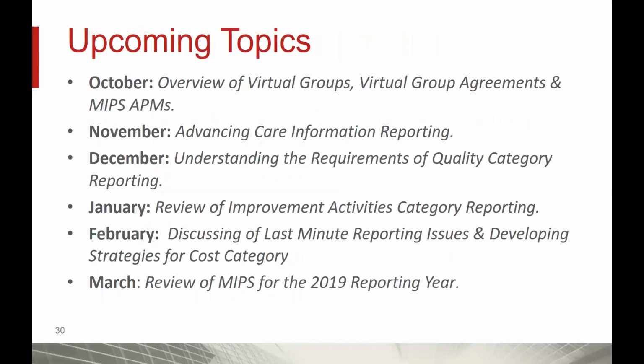And with that, that's going to wrap up our webinar today. For next month in October, we'll be talking about virtual groups, virtual group agreements, and MIPS APMs. And then for the next few months in November, December, and January, we're going to walk back through the Advancing Care Information Reporting Performance category, understanding the requirements of the Quality Reporting Performance category, and reviewing improvement activities for category reporting in January. And then February, as we're getting close to that March deadline, we're going to talk about some last-minute reporting issues and developing some strategies for the cost category. And then in March, we're going to wrap it up and review MIPS for the upcoming 2019 performance year.